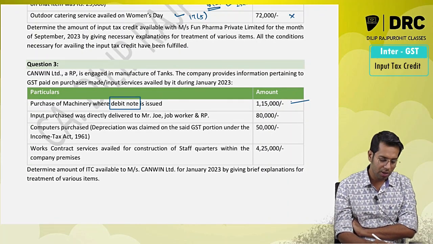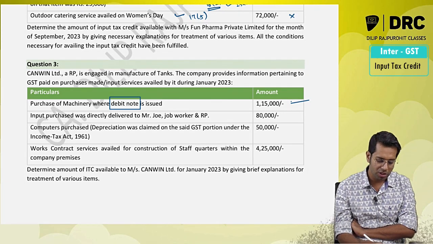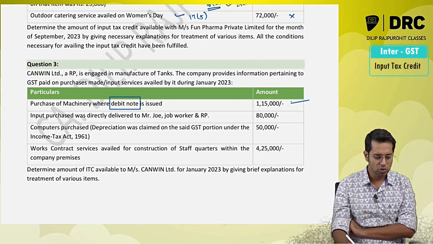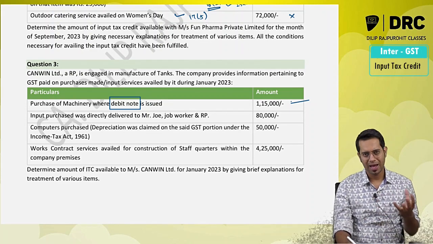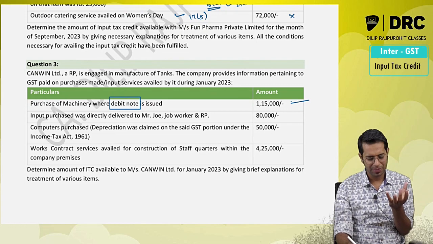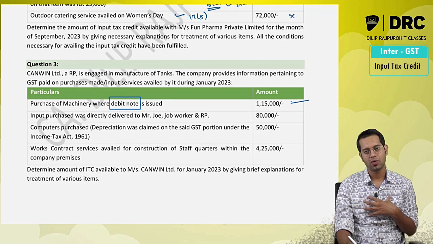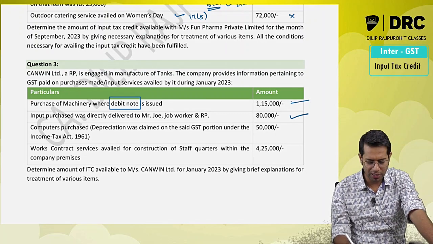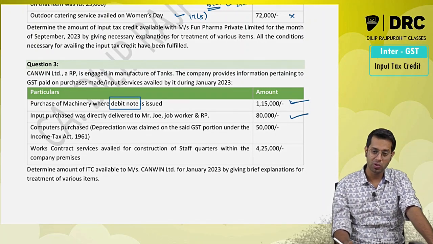Inputs purchased were directly delivered to Mr. Joe, a job worker and a registered person. So whatever goods were supposed to be purchased, whatever inputs are required to be purchased by me, I have asked him to directly deliver it to my job worker. Can I take input tax credit? Answer is 100% yes, you can take input tax credit.